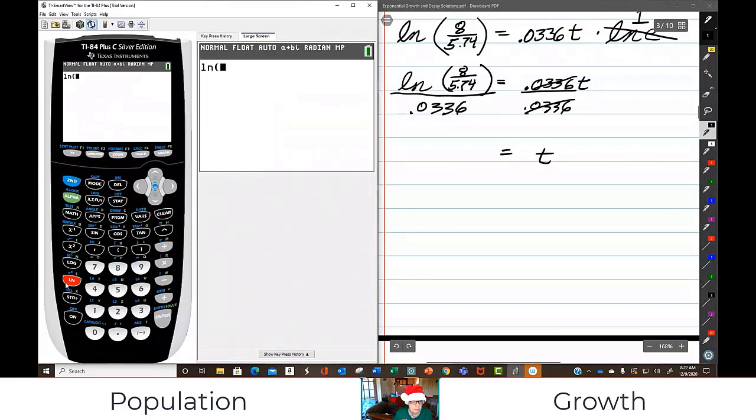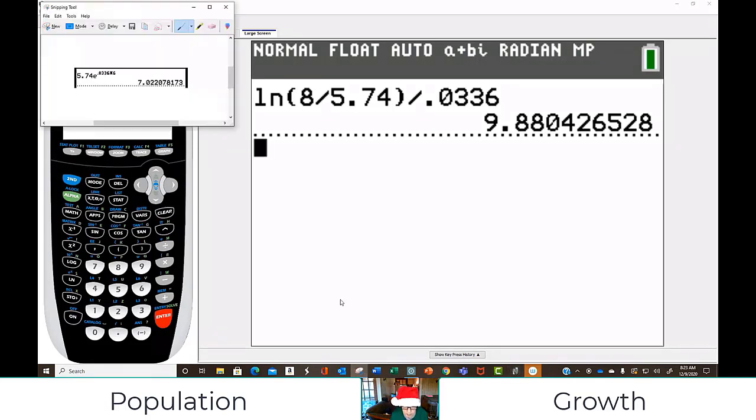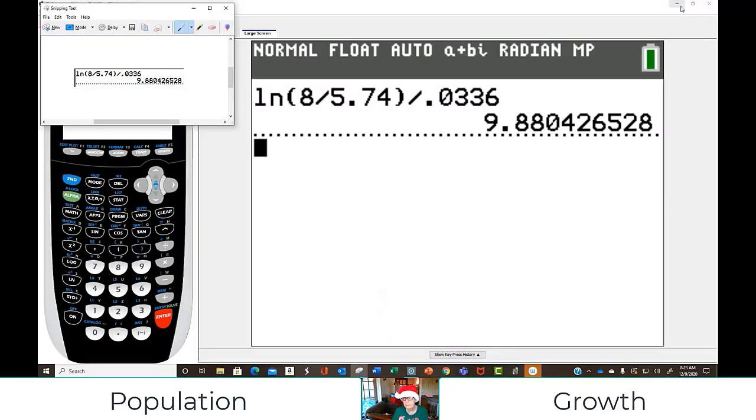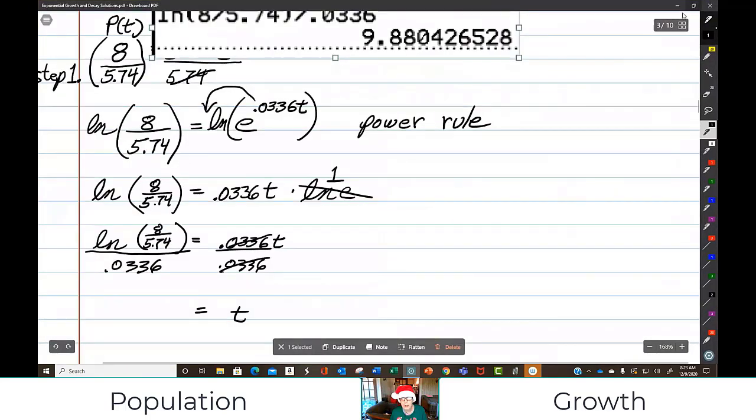Now, ln of 8 divided by 5.74, now notice I had to close my parentheses after the 5.74, parentheses, divided by 0.0336. Enter. That's what I've got. Yes, and that 8 will round up to a 9. Yay for us! There it is.